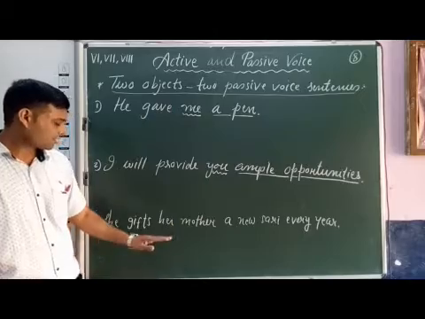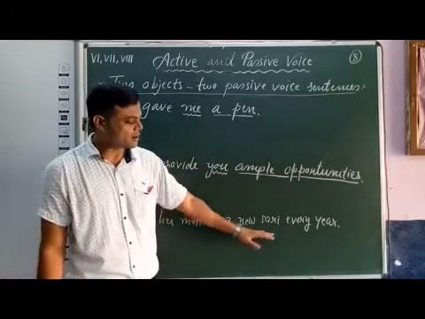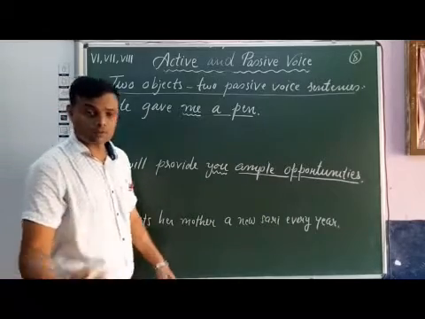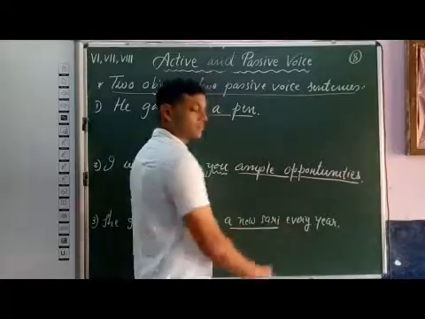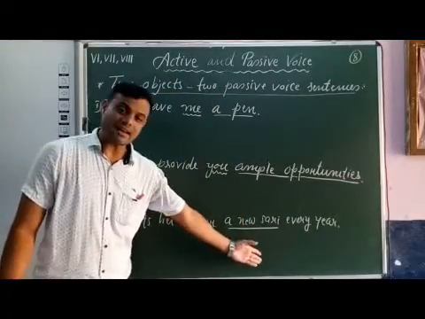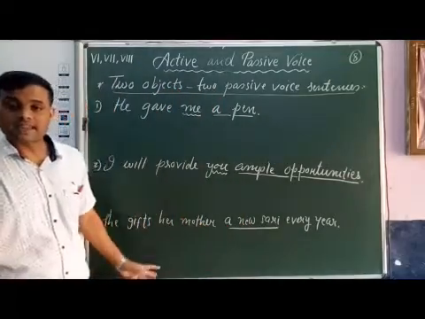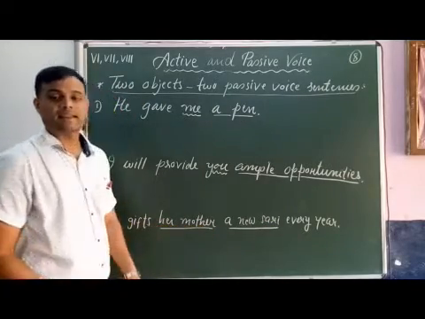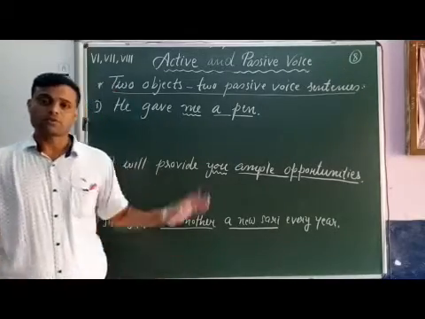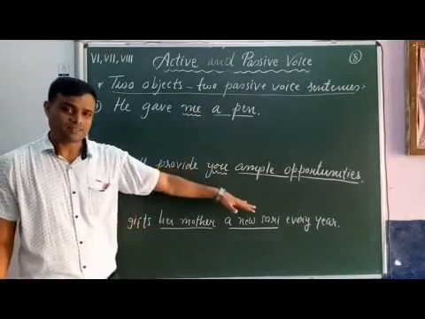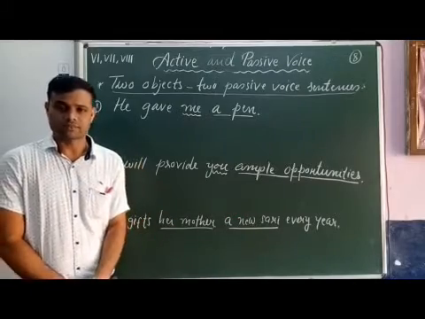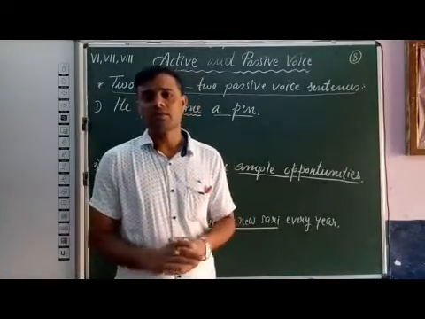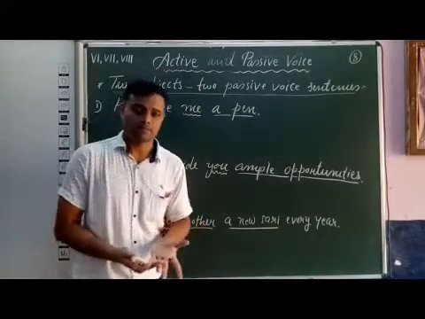Third sentence. She gives her mother a new sari every year. She gives what? A new sari. It is a direct object. She gives whom? Her mother. It is indirect object. So in these three sentences there are two objects. So let's transform these three sentences into passive voice using both the objects.